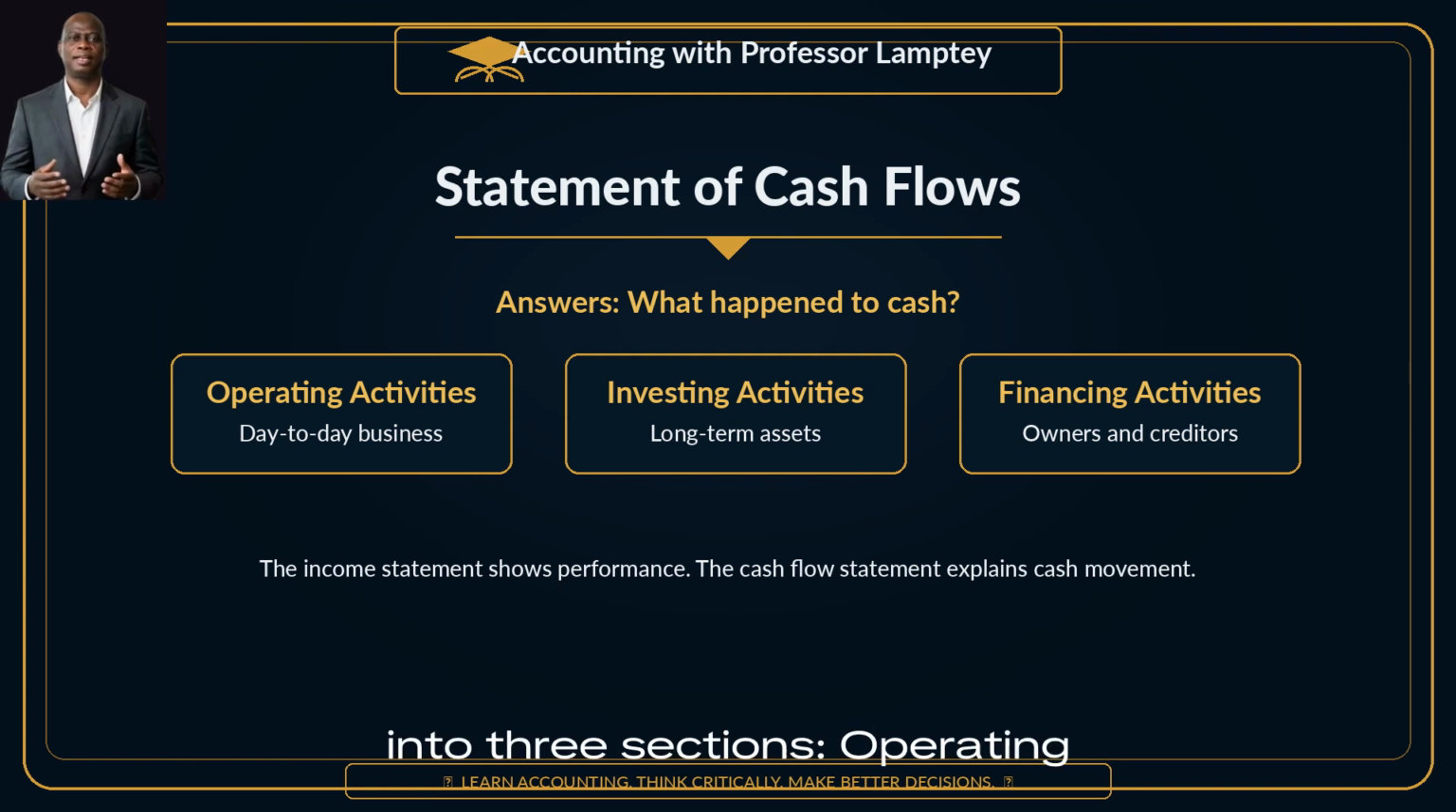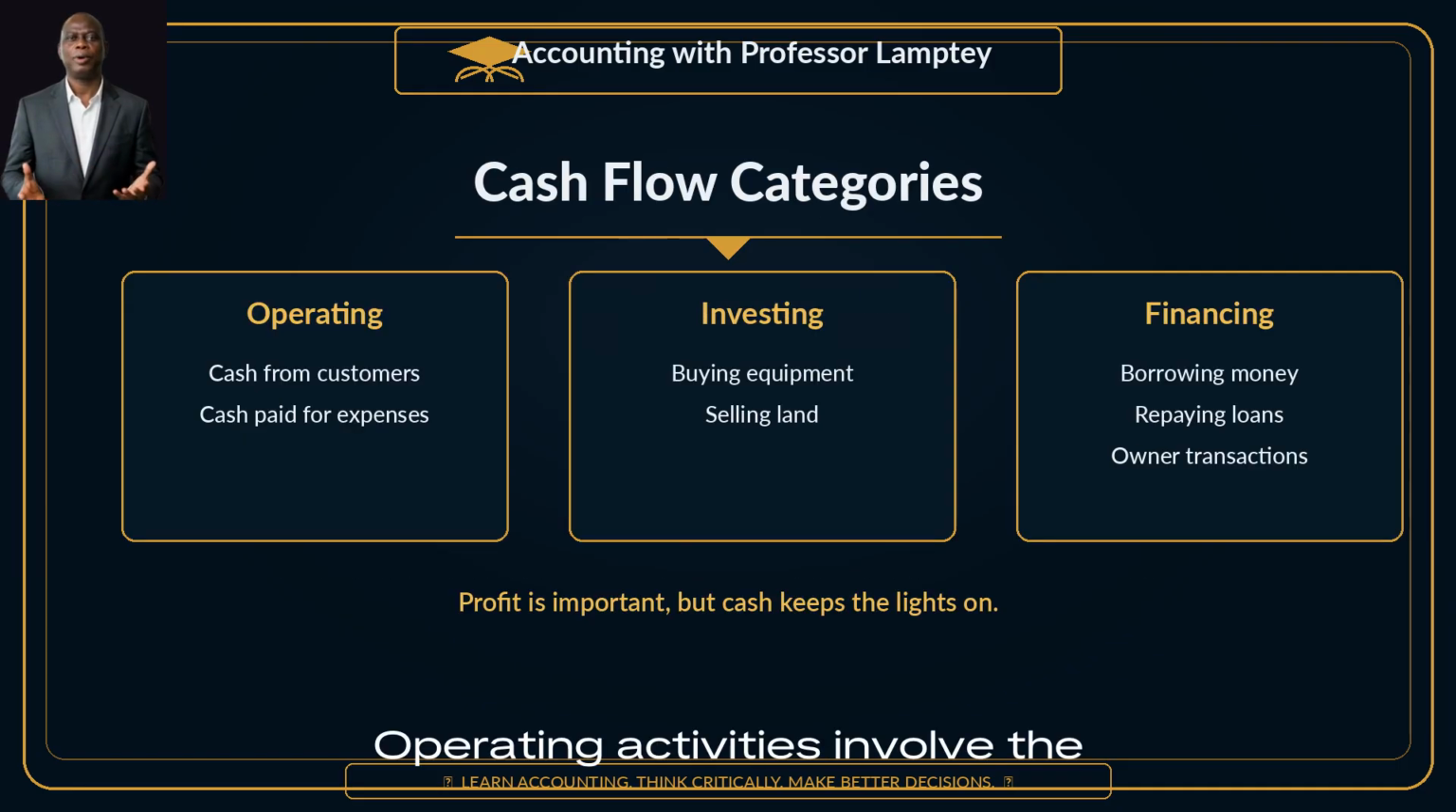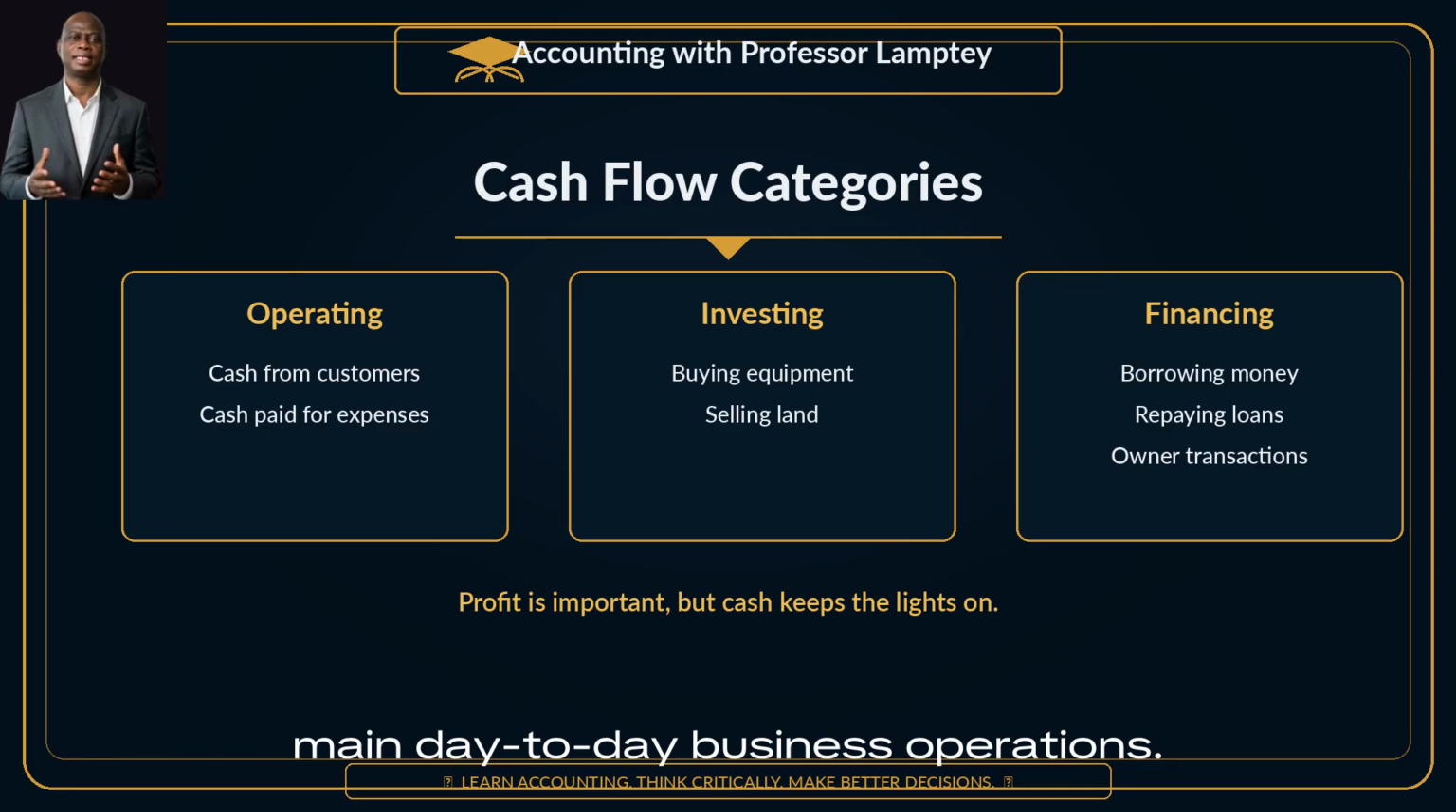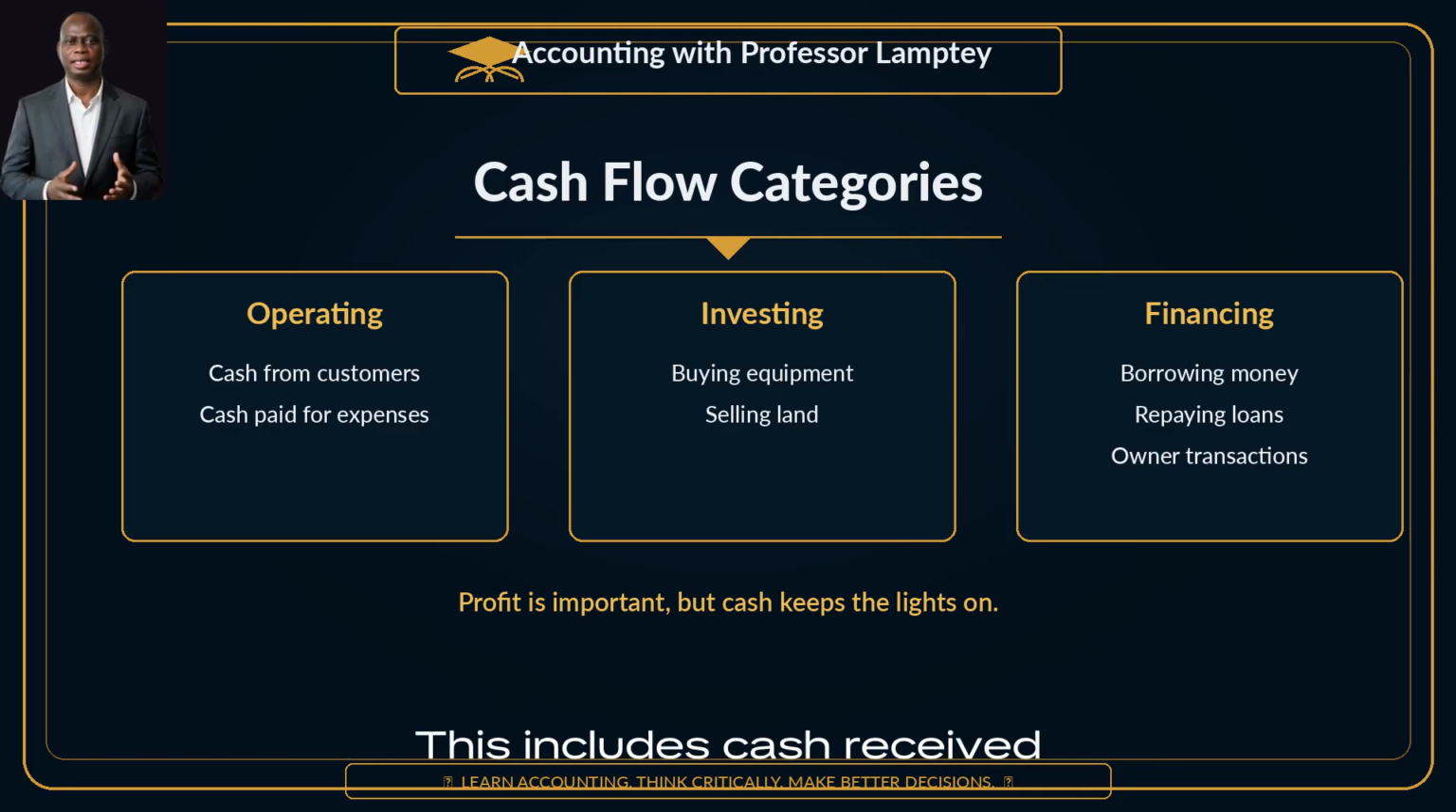It is usually divided into three sections: operating activities, investing activities, and financing activities. Operating activities involve the main day-to-day business operations. This includes cash received from customers and cash paid for expenses. Investing activities involve buying and selling long-term assets, for example, buying equipment or selling land. Financing activities involve transactions with owners and creditors, for example, borrowing money, repaying loans, issuing stock, or paying dividends.